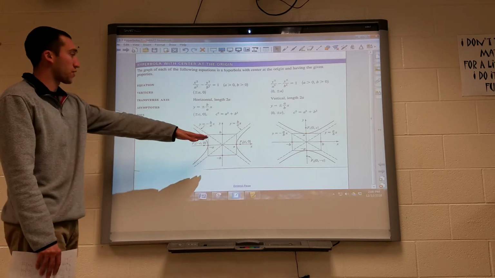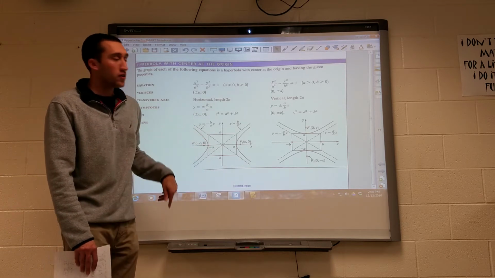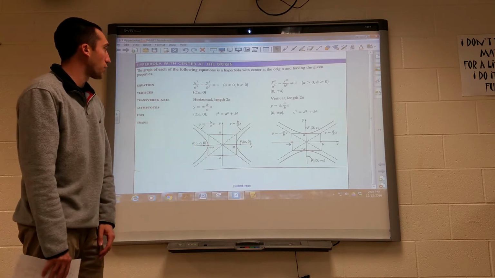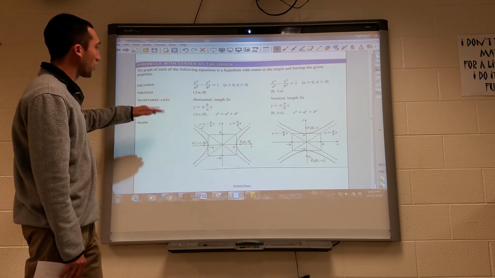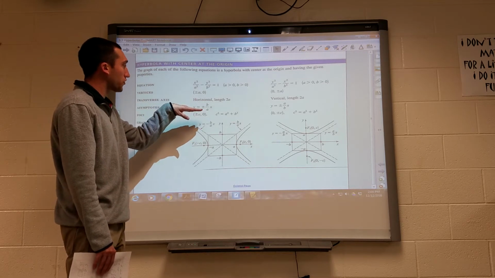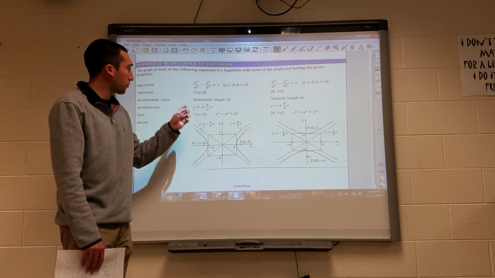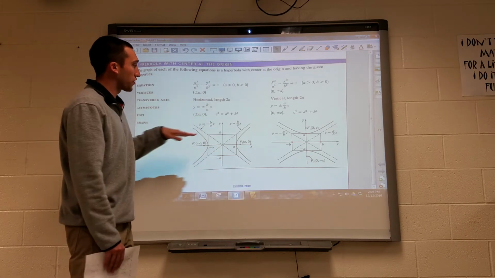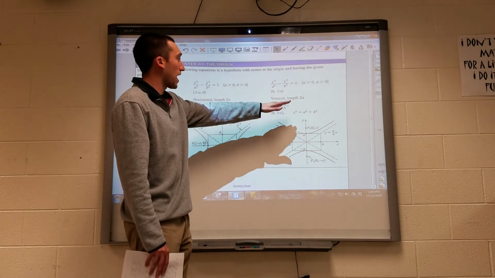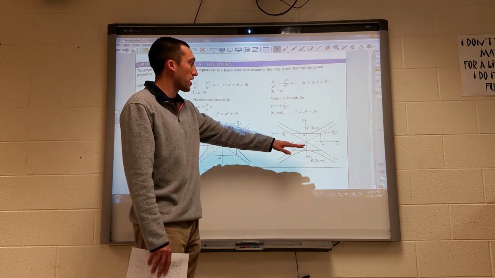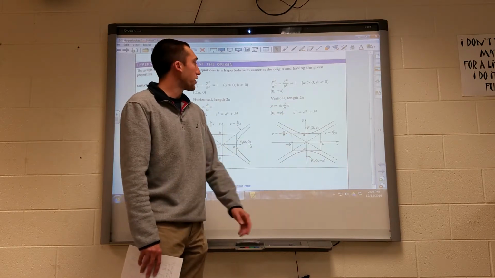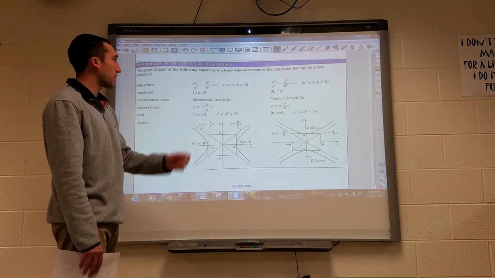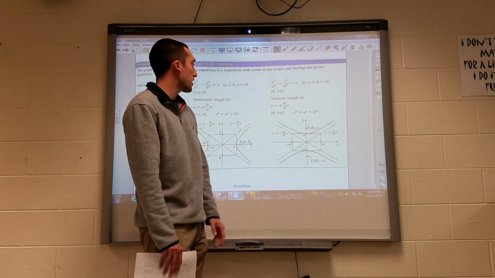Also note that hyperbolas are going to have asymptotes. So that's how we're going to approximate the end behaviors of our hyperbolas. And the asymptotes are just the lines y equals plus or minus b over a x if it's a horizontal, and y equals plus or minus a over b x if it's a vertical. So you just have to make sure you distinguish between those: horizontal, b over a; vertical, a over b.